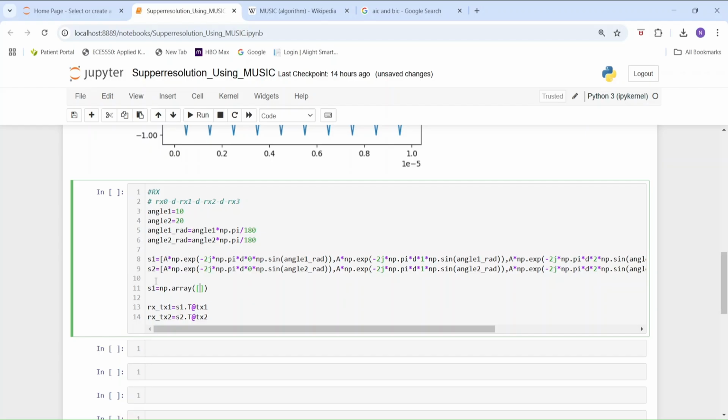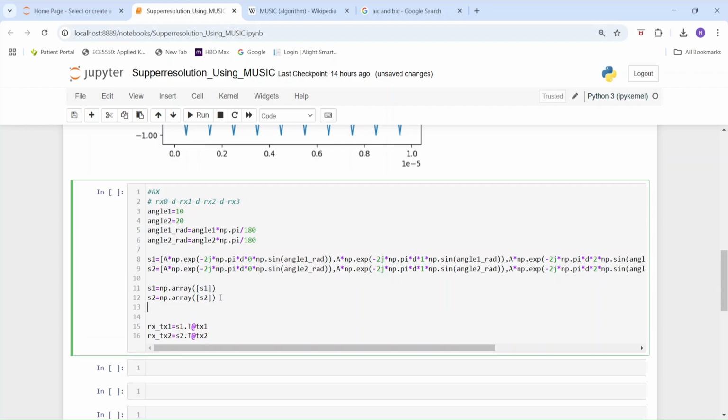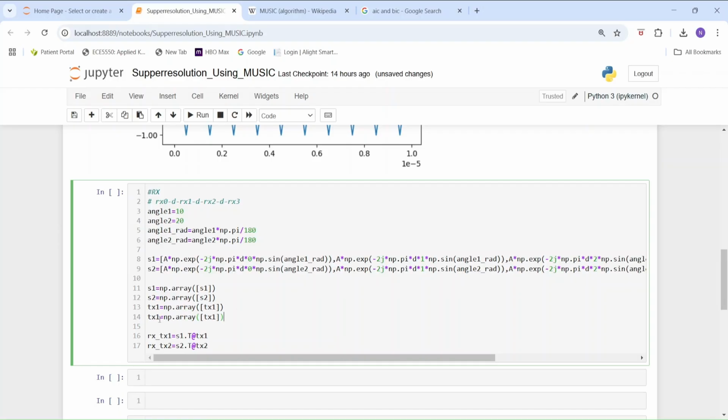Okay, so the input is S1, copying this thing again and pasting it right here, converting this S2 to a numpy array and pasting it here. Because this tx1 is also a list, converting that into an array, and tx2. So now we are all set for the matrix multiplication.